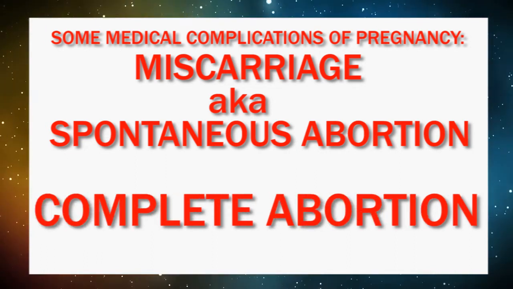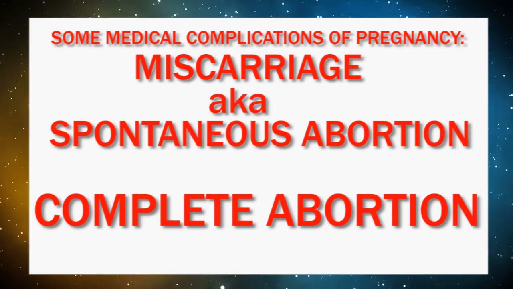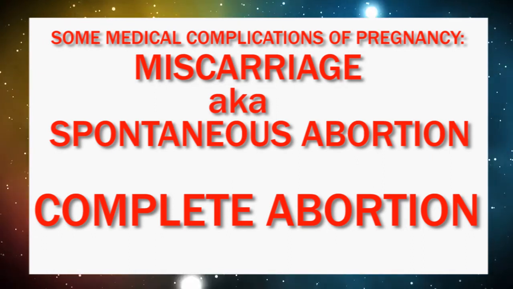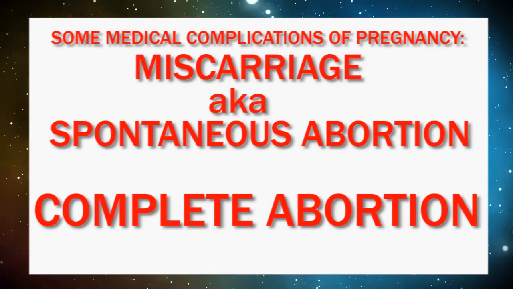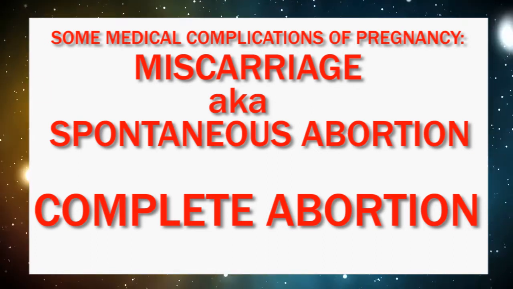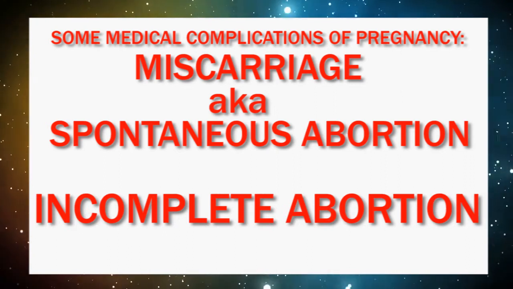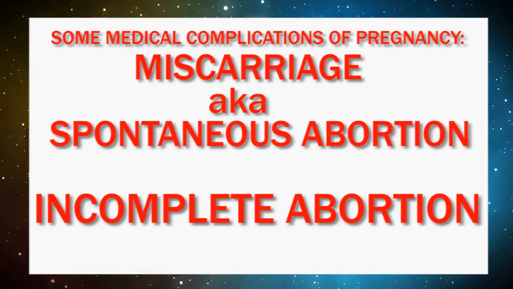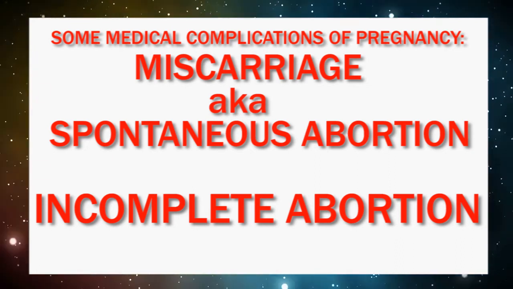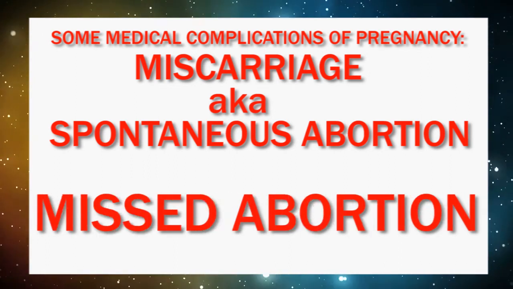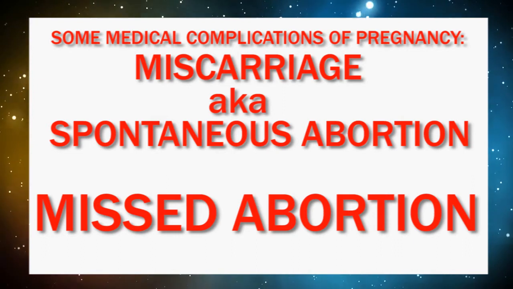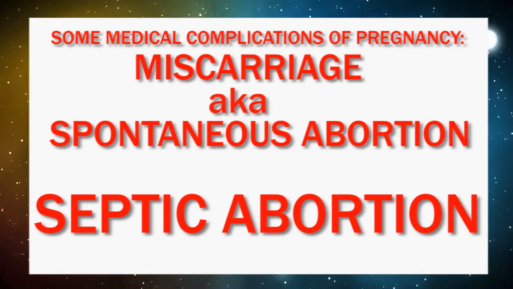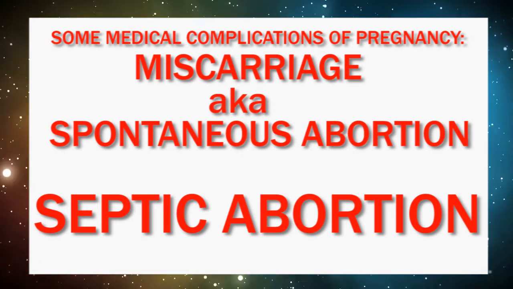Then we have complete abortion. Complete abortion occurs when the products of conception, and we're referring to fetal tissues and the placenta, have been expelled from the uterus. Then we have incomplete abortion. Incomplete abortion means that there are still retained fetal tissues. A D&C will need to be done in this case. The missed abortion is when the fetus is still inside the womb but dead. And septic abortion is when an infection in the womb occurs after the abortion.